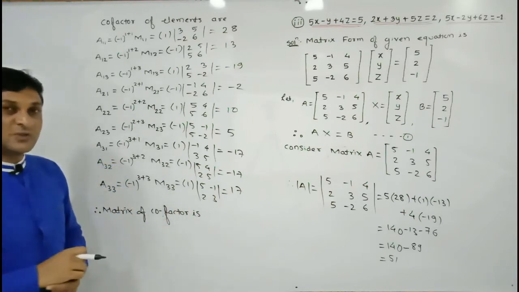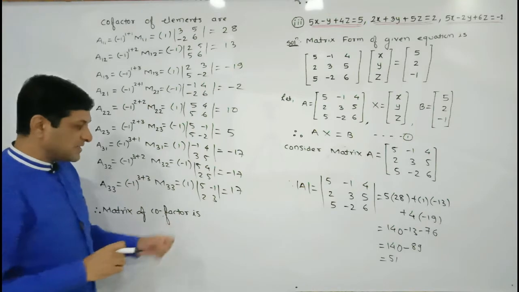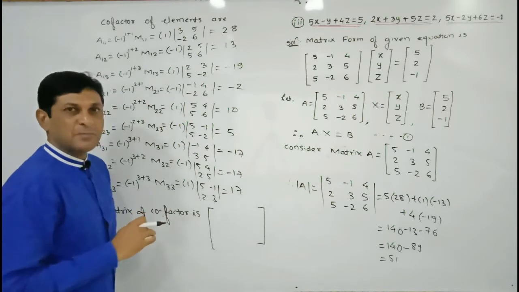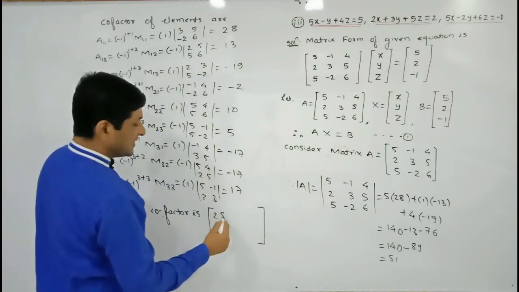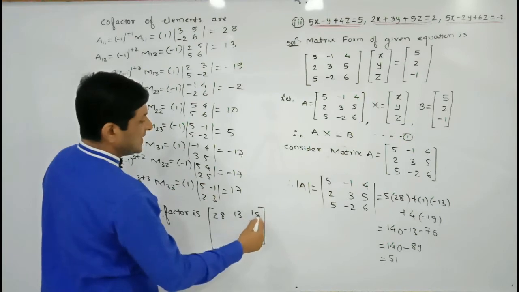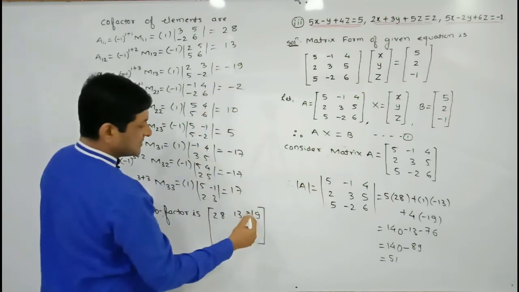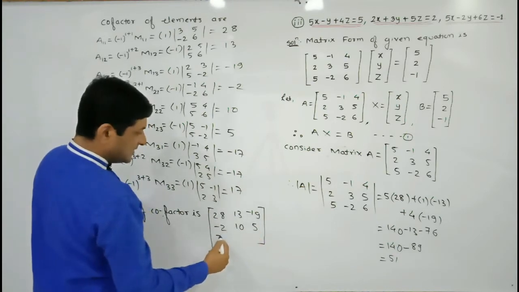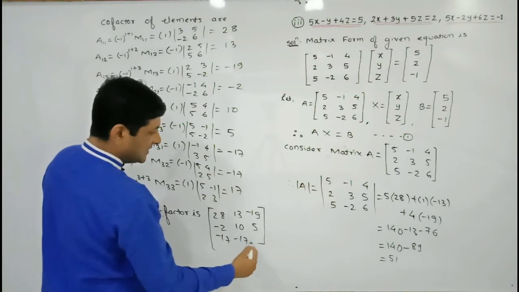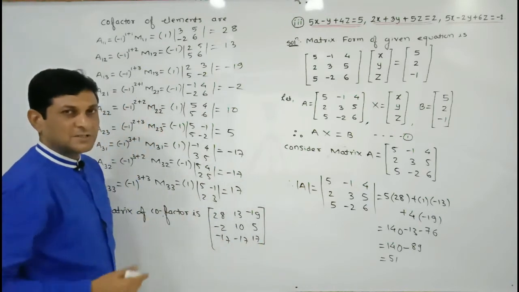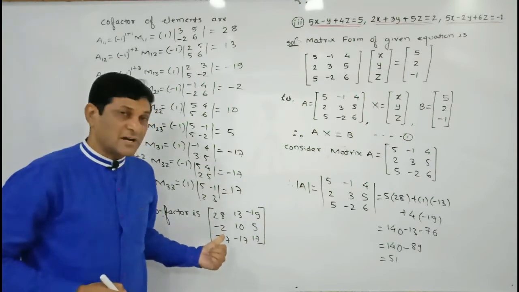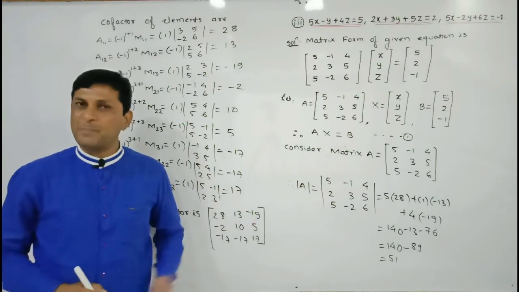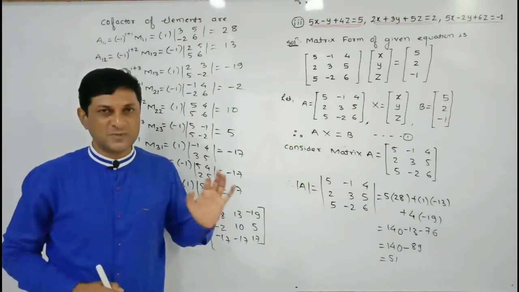What is the third step in the adjoint method? Write down the matrix of cofactors. We collect all these cofactors in one matrix, which is called the matrix of cofactors. So what we are getting: 28, 13, minus 19, then minus 2, 10, 5, minus 17, minus 17 and 17. In this way we have got the matrix of cofactors. Now if we take the transpose of this matrix of cofactors, we get the adjoint of the matrix. And lastly, applying the formula of A inverse, we will find the inverse of this matrix.